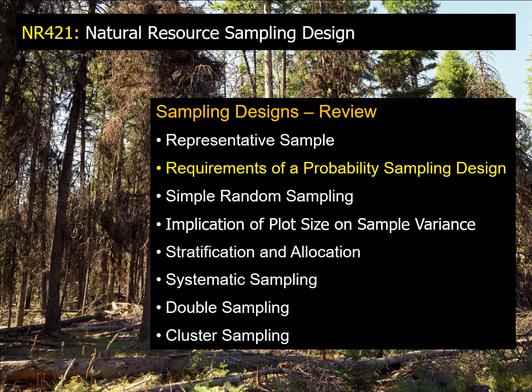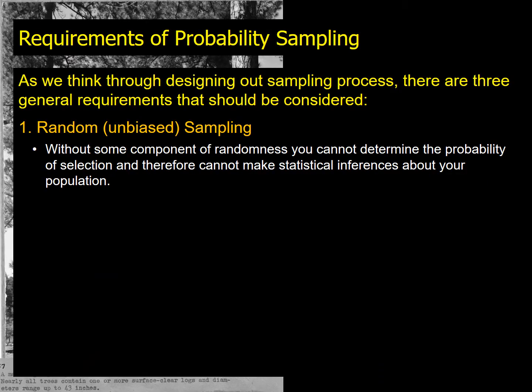When it comes to designing a probability-based sampling strategy, there are three requirements we need to meet. As we think through all the considerations necessary to create a sampling design, we have to evaluate if they allow us to meet these requirements. First, do we have some kind of random sample? Without some concept of randomness, you cannot determine the probability of selection and therefore cannot make statistical inference about your population.